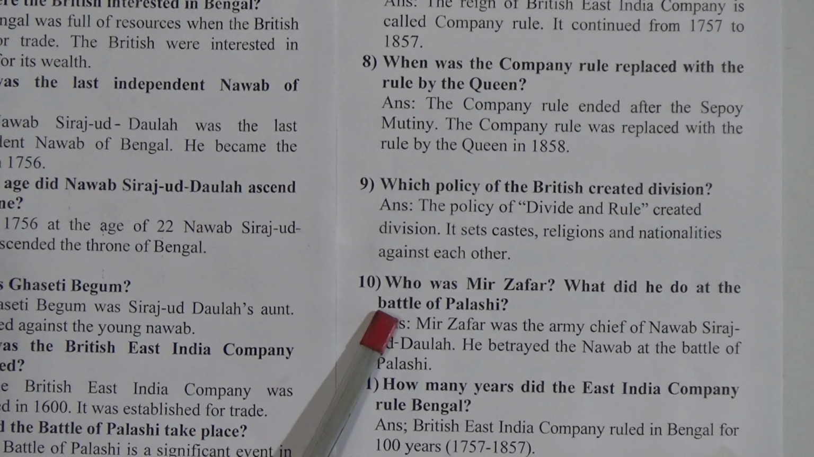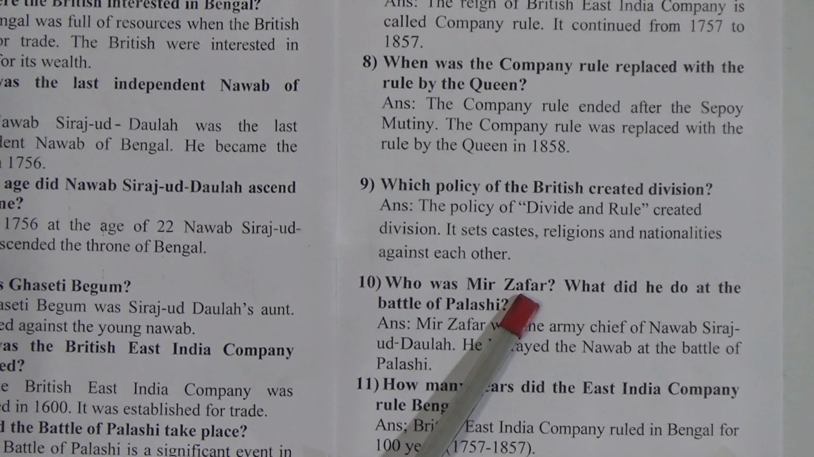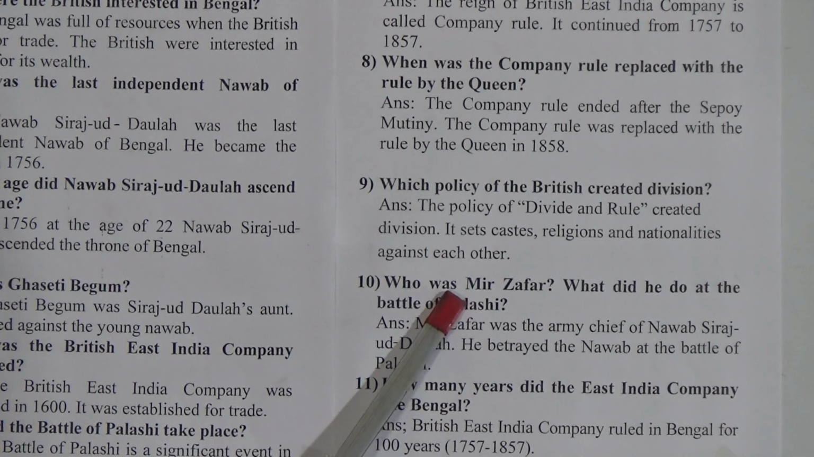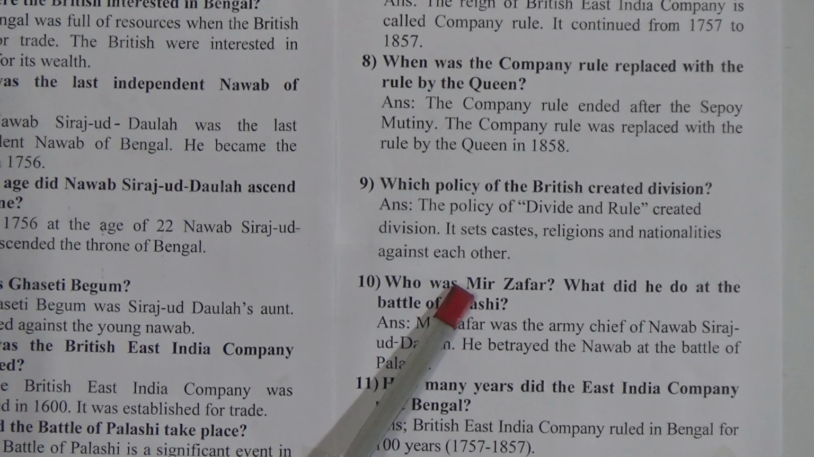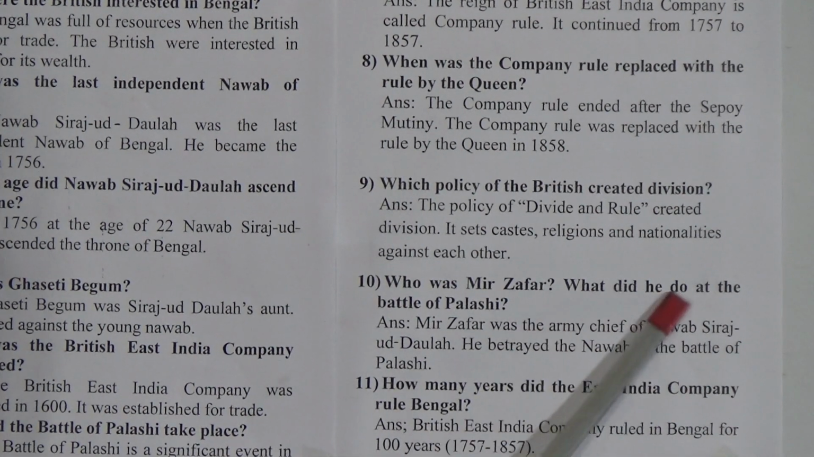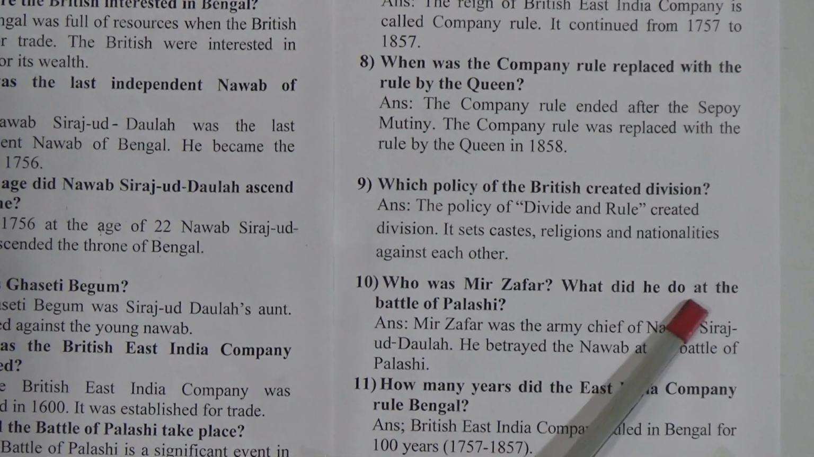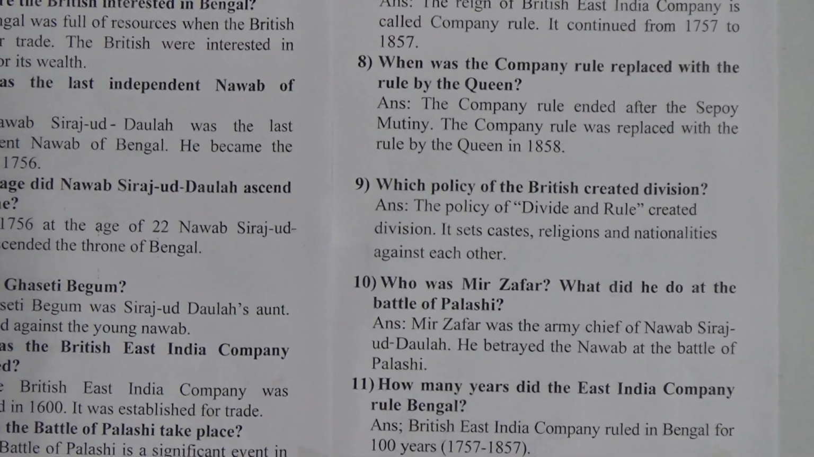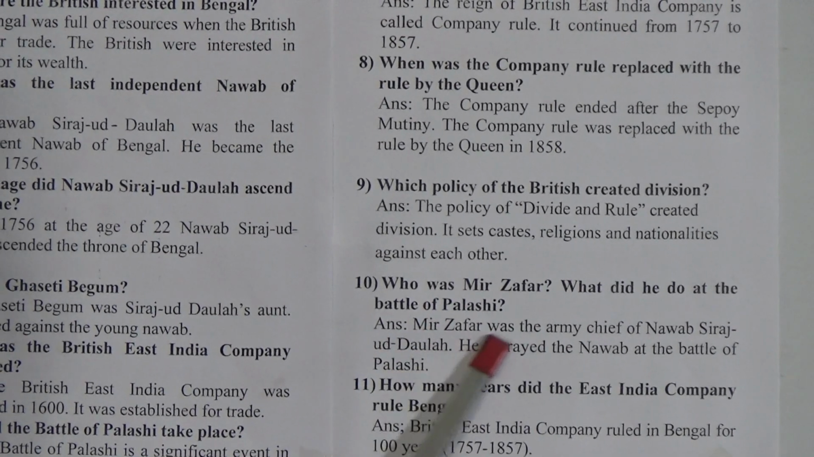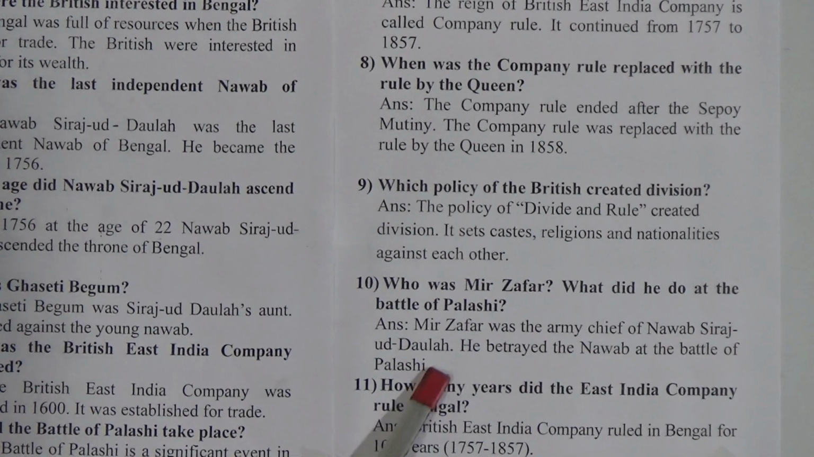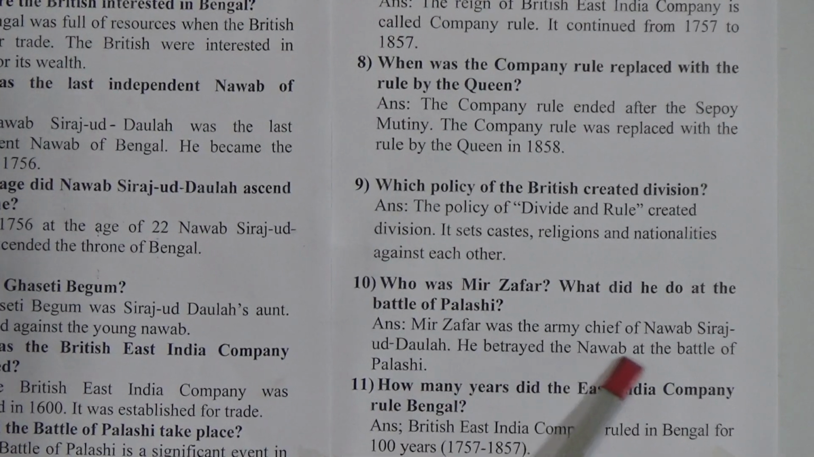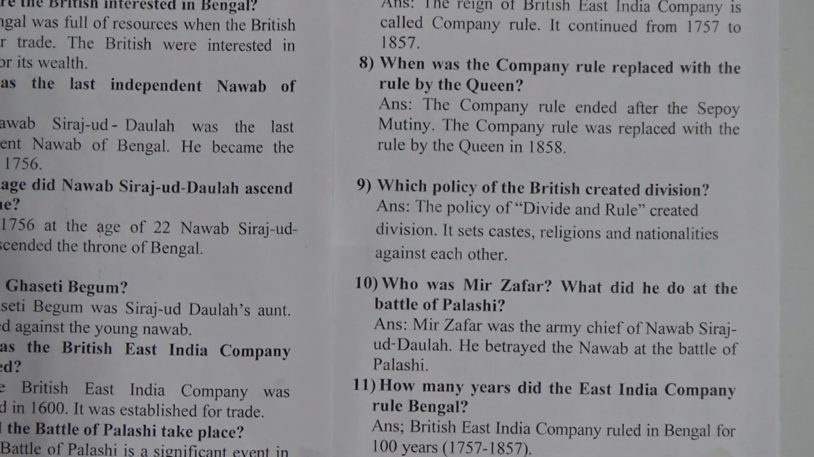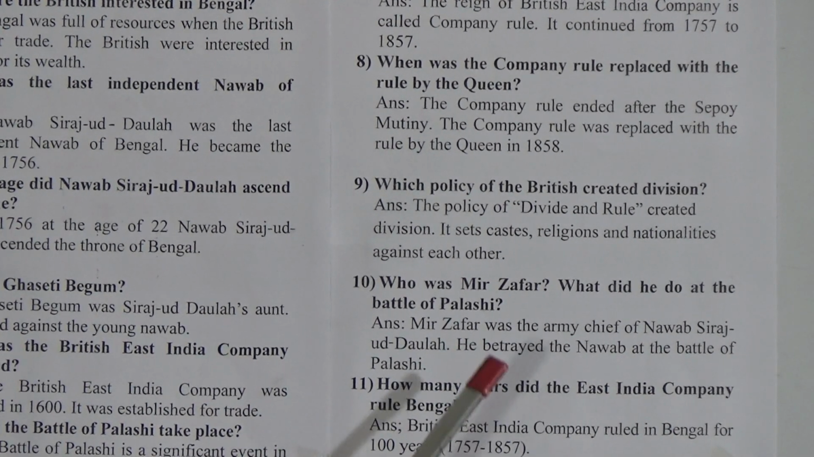Now number 10, who was Mir Jafar? We know that he was the army chief or the commander-in-chief of Nawab Siraj-ud-Dowla. And what did he do at the Battle of Palashi? He betrayed, right? So our answer is, Mir Jafar was the army chief of Nawab Siraj-ud-Dowla. He betrayed the Nawab at the Battle of Palashi. And because of his betrayal, the Nawab was defeated in this battle.